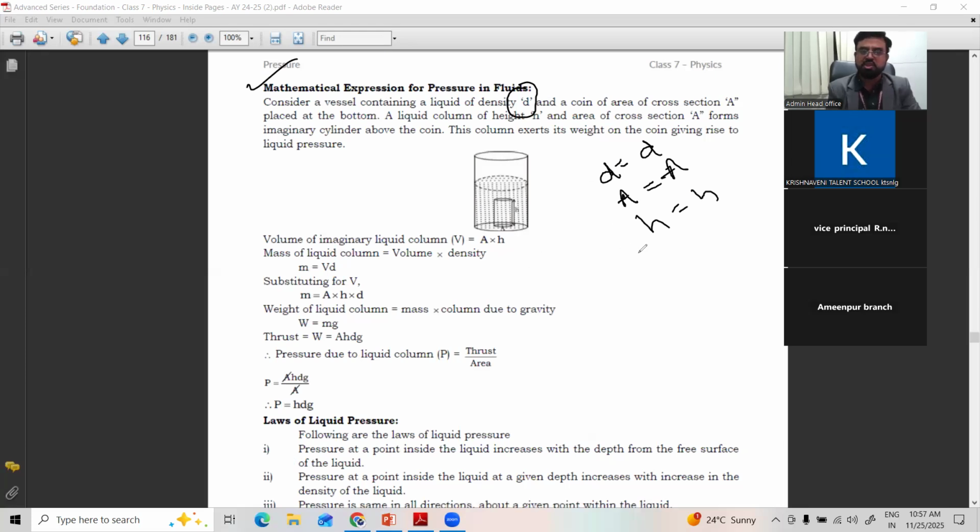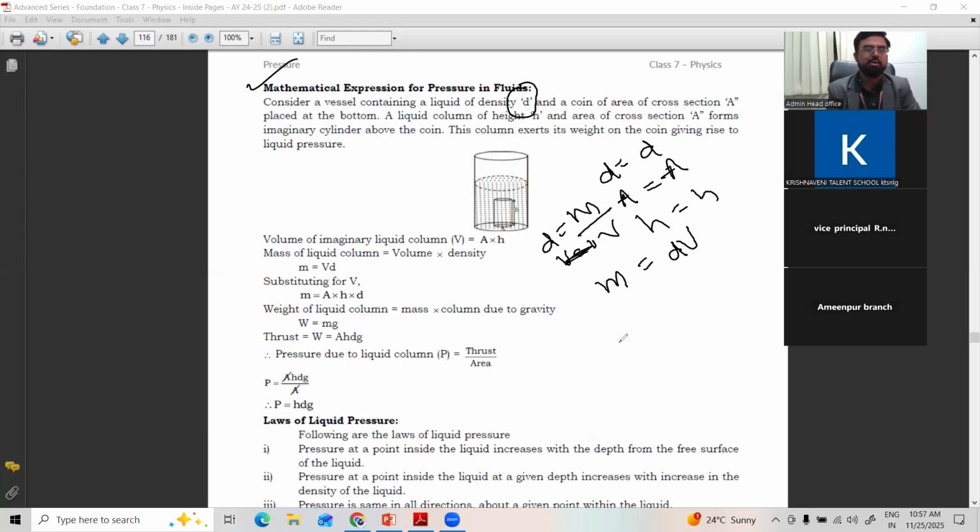For example, you have three values given: density is D, area is A, and height is H. So we know density is equal to mass by volume. From here, we get mass is equal to density into volume.